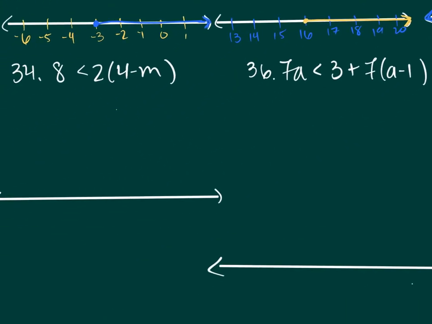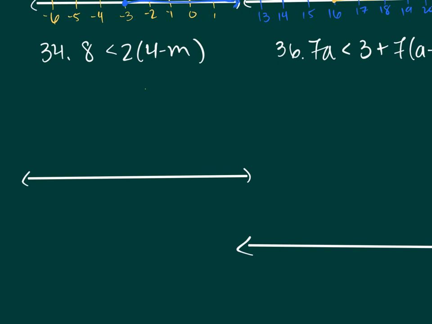Three more problems. 34. 8 is less than 2 times 4 minus m. So first thing we've got to do is simplify both sides of the inequality. Two ways of doing this. We can either distribute or we can divide by 2. I'm going to go ahead and divide by 2. So I get 4 is less than 4 minus m.